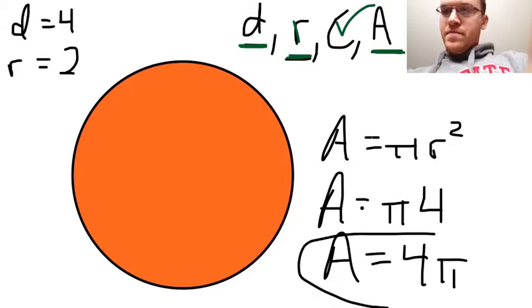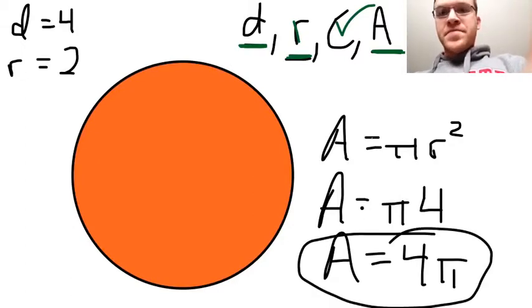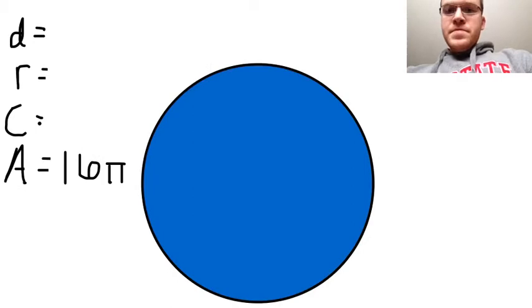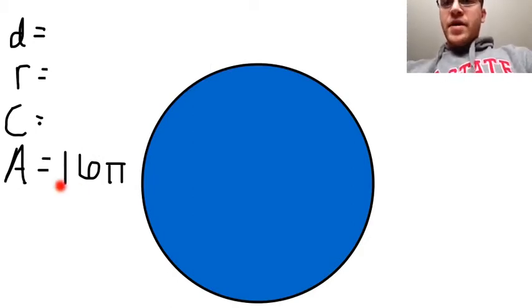There you go. There's your exact answer. Alright, let's do a couple more. Here's another example. All that I'm given about this circle is that the area is equal to 16 pi. 16 pi is the area.